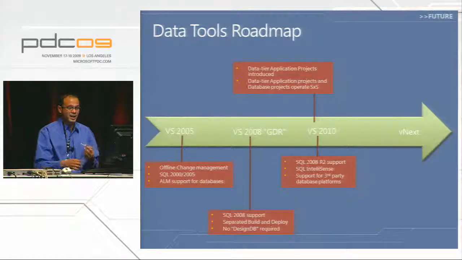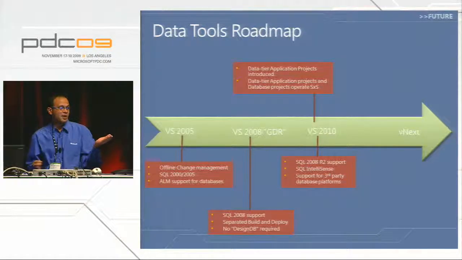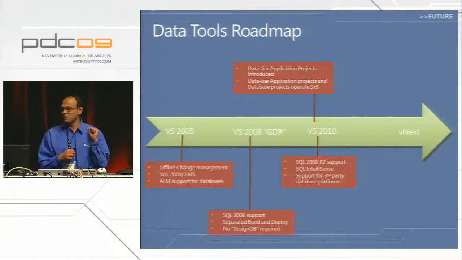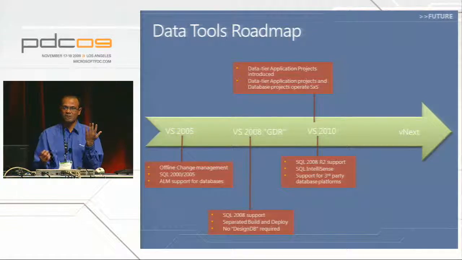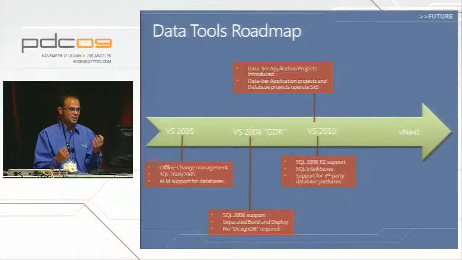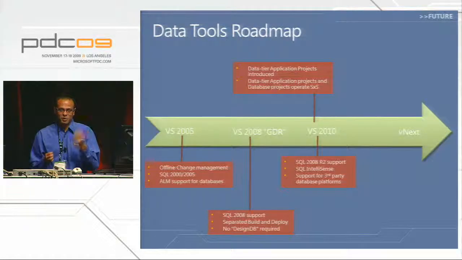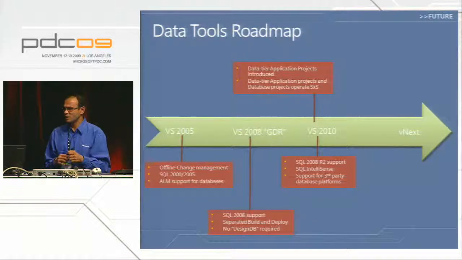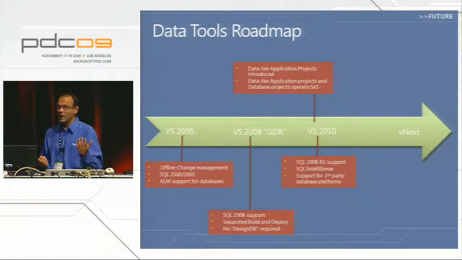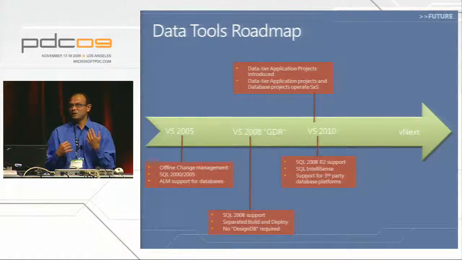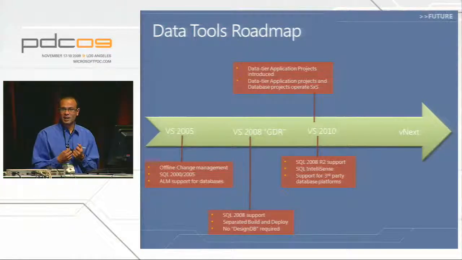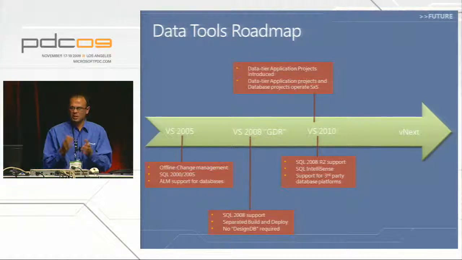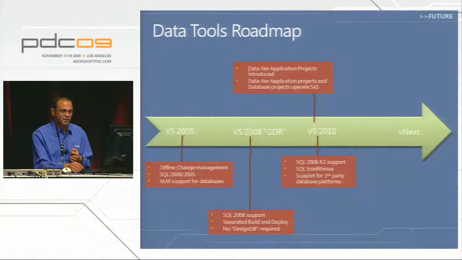In Visual Studio 2010, we introduced the notion of data tier application projects, and these live side by side with database projects. The target applications, however, are different. They operate side by side. We added support for SQL Server 2008 R2. We added a whole bunch of editor features, IntelliSense, both offline and online, build pipeline, and so on and so forth, refactoring, application lifecycle management support. And database projects added support for third-party databases. So they made those APIs public. They weren't public in the GDR.